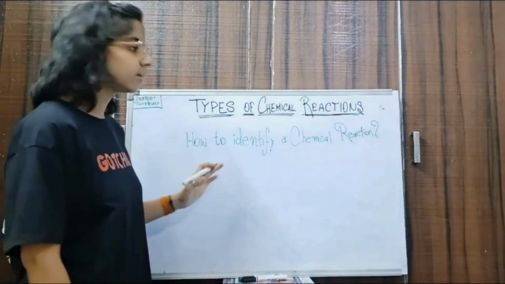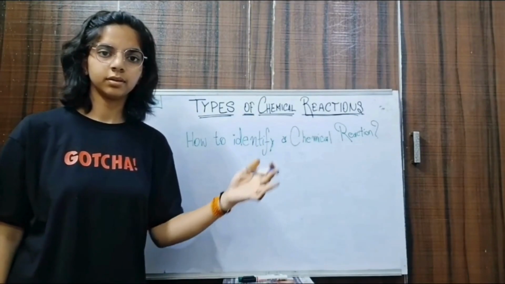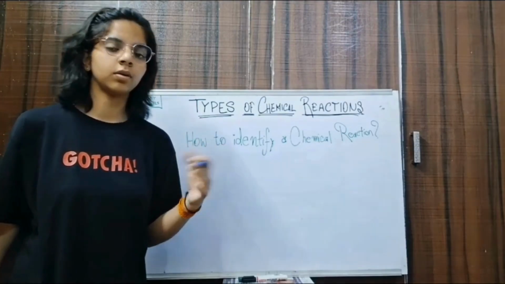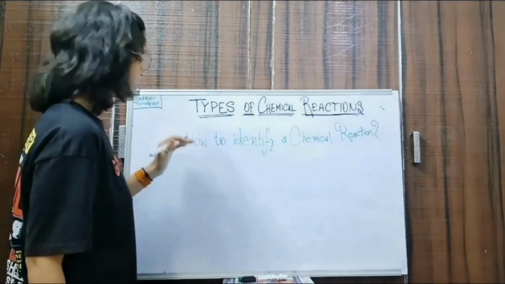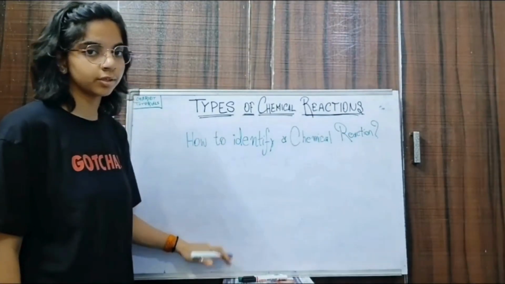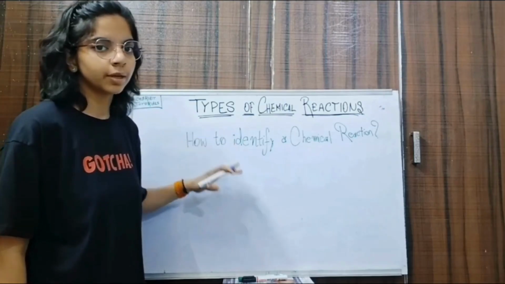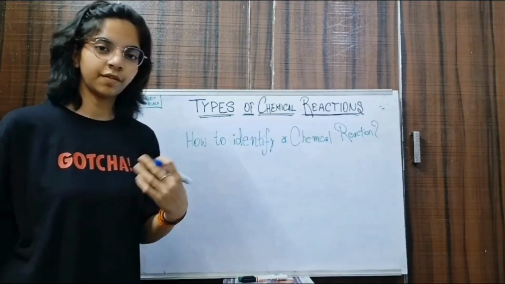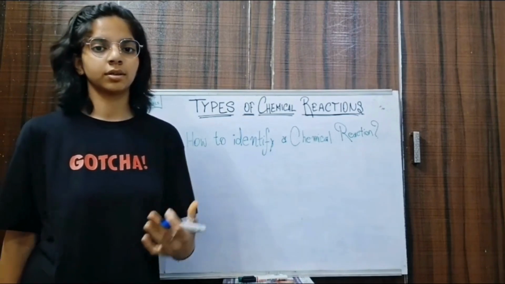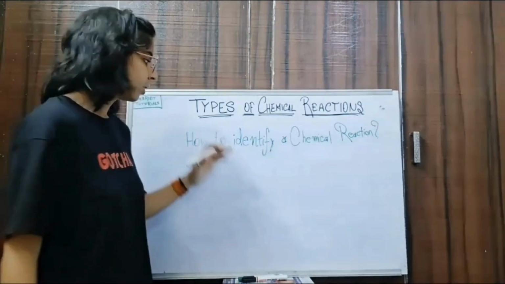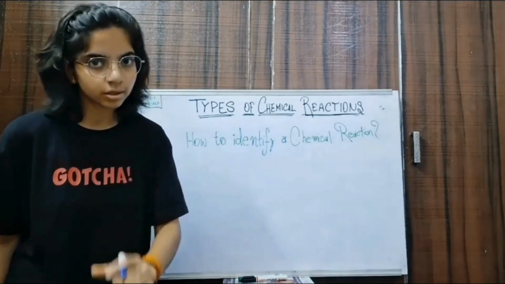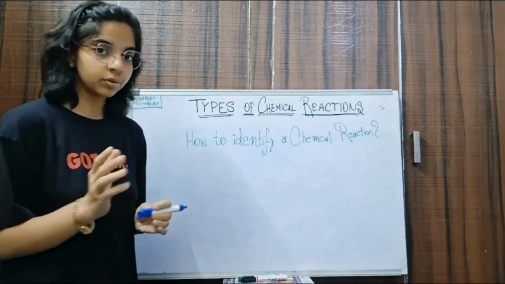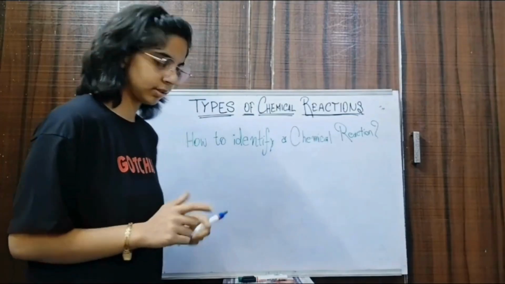So now there are some parameters that I am going to explain to identify whether a chemical reaction has taken place or not. How can we identify that? So let's see, I am going to write some points. If any one of these or all of these are occurring, then definitely it is a chemical reaction. A chemical reaction has taken place if any of these, or either one of these, or all of these are taking place. Then we have to be sure that a chemical reaction has taken place.